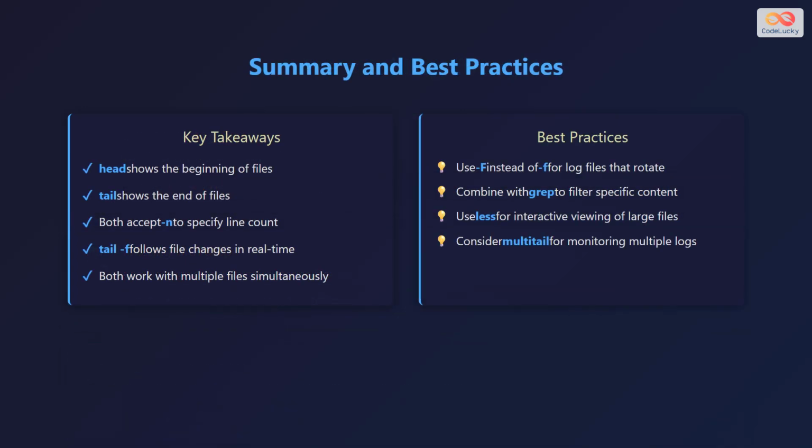Here is a summary of what we have covered, along with some best practices. Key takeaways. Head shows the beginning of files. Tail shows the end of files. Both commands accept -n to specify the line count. tail -f follows file changes in real time, and both work with multiple files simultaneously.